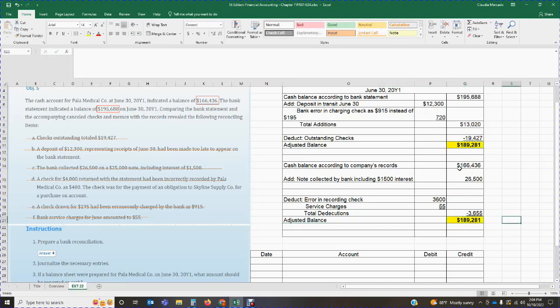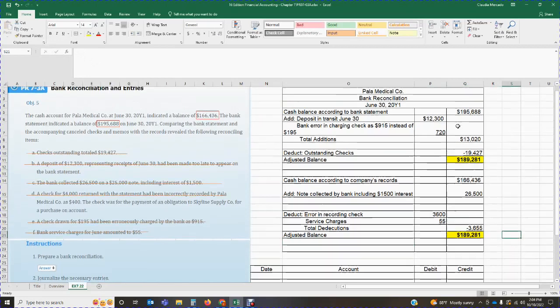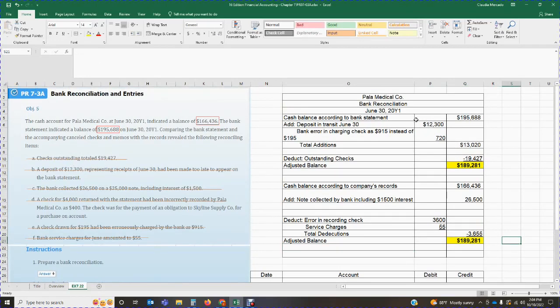So if we see, we have identified the items that fall into the bank section. On the bank section, we have our outstanding deposits and our outstanding checks. Our deposits in transit and our outstanding checks. And then there was an error that was made at the bank level. We need to make sure that the bank corrects this item. We issued a check for 195. The bank cleared it for 915. That's a bank error. The bank needs to fix that. So those are the three items pending on the bank section.